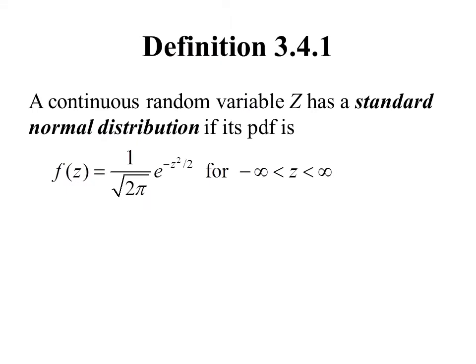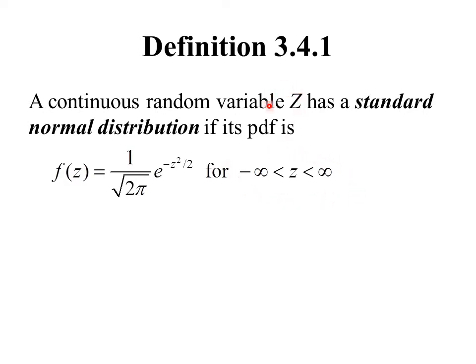So we're going to start off here by defining a special case of the normal distribution called the standard normal distribution. A continuous random variable Z has a standard normal distribution if its PDF is given by this function right here: 1 over the square root of 2 pi, where pi is really the number 3.14, times e to the negative z squared divided by 2, for z between negative infinity and positive infinity.